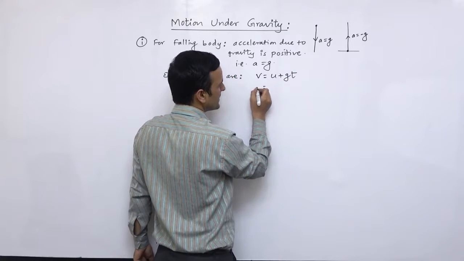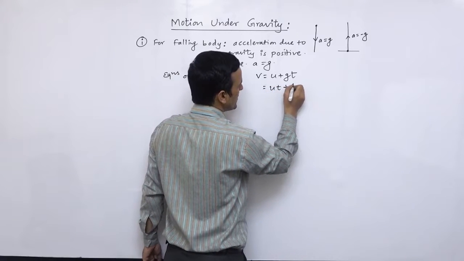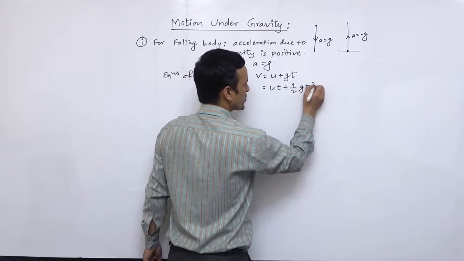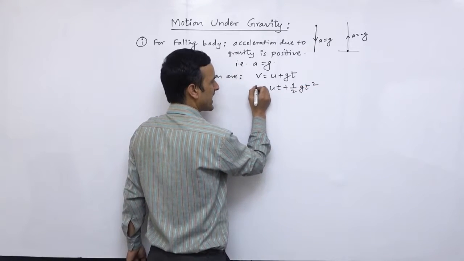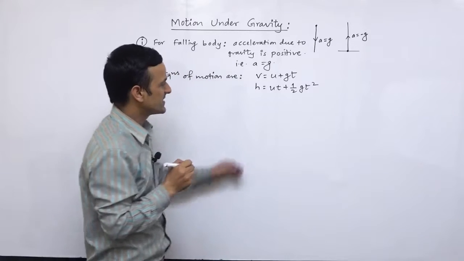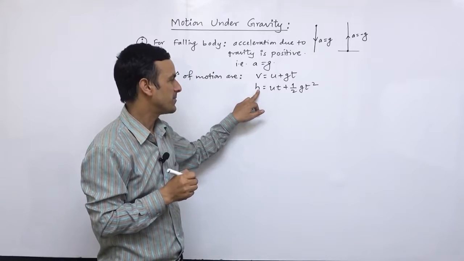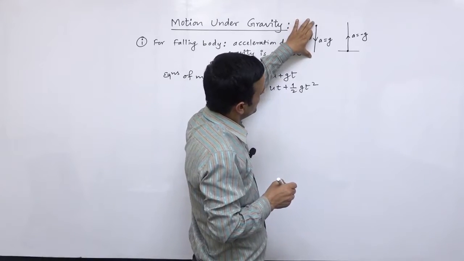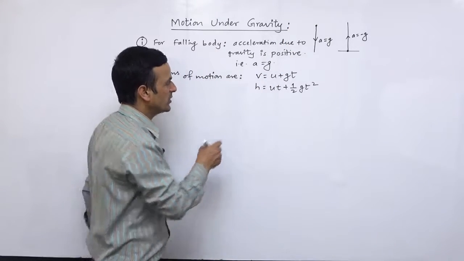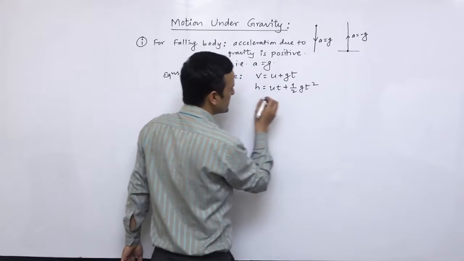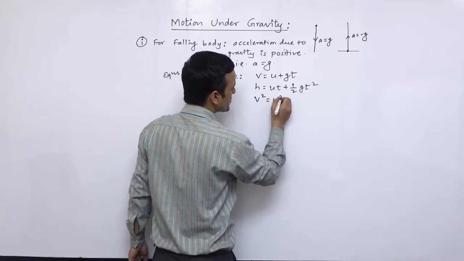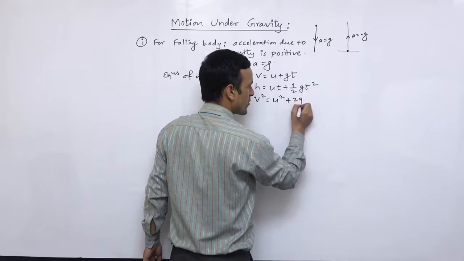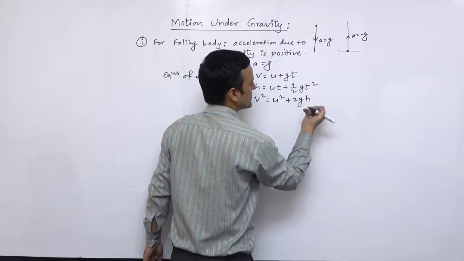Similarly, if s is equal to ut plus half at square हुन्थ्यो भने अब हामी यहाँ gt square हुन्छ र s को ठाउँमा अब यहाँ h हुन्छ. So this is the distance covered by any body or any particle. So it is the height attained by any body. So h is equal to ut plus half gt square, and another equation is v square is equal to u square plus 2as हुन्थ्यो भने a को ठाउँमा g हुन्छ, s को ठाउँमा h हुन्छ.